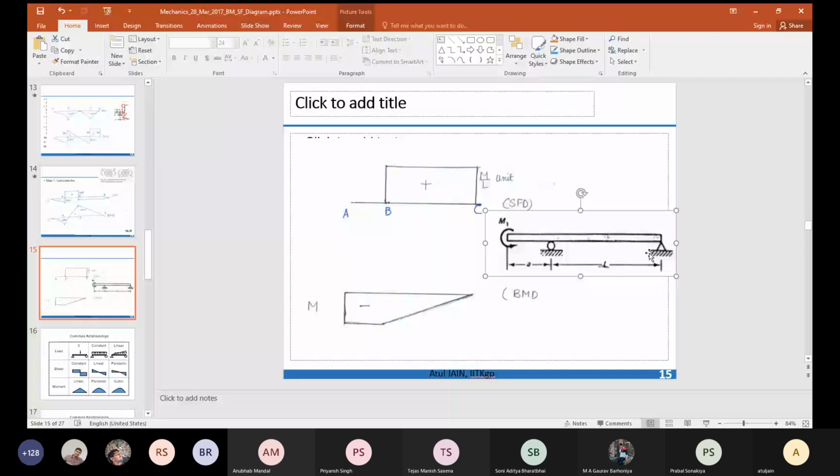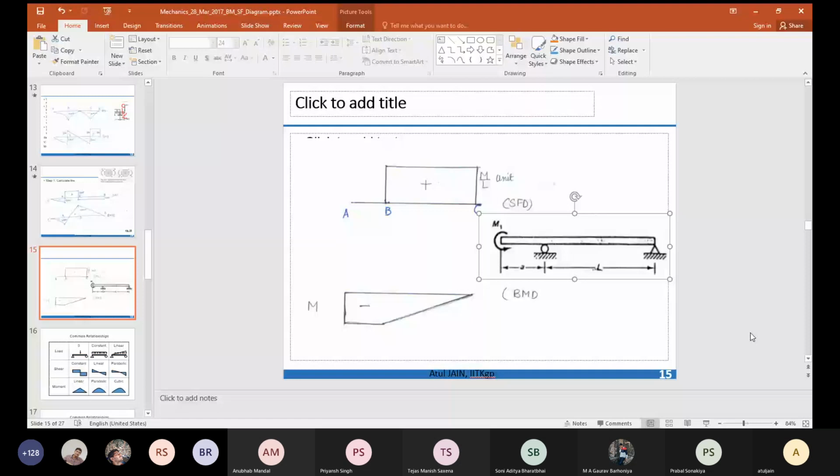Again, I will first calculate the reactions. Then due to the bending moment, there is a sudden jump in the bending moment diagram. Rest of the things remain exactly the same. This bending moment causes no shear. If you apply a bending moment, in the bending moment diagram there will be a sudden jump in the value of the bending moment. Clear or not clear? Yes, sir, clear.